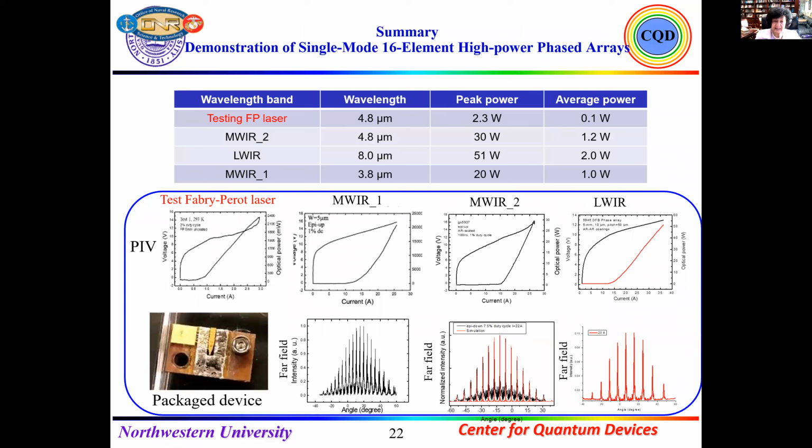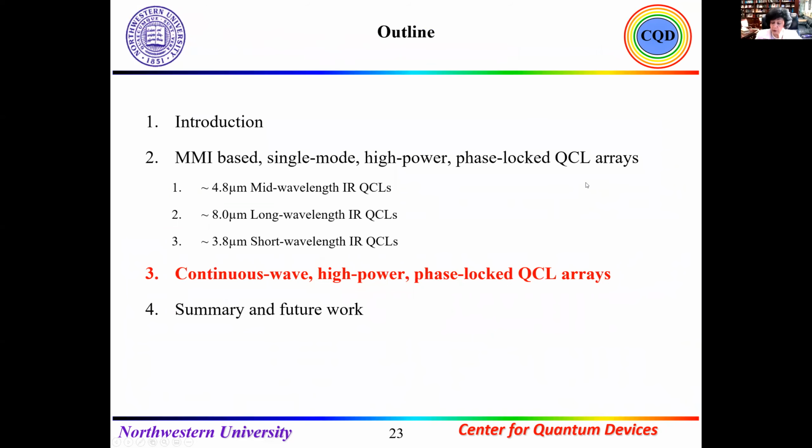So as we can see, that is the Fabry-Perot as a test, and the result for the 4.8 micron, but that is the phase lock, the 16-element phase lock: 4.8 micron 30 watts, the 8 micron 51 watts, 3.8 micron 20 watts peak power, and average power that we can see here. Now how to go to the continuous wave.